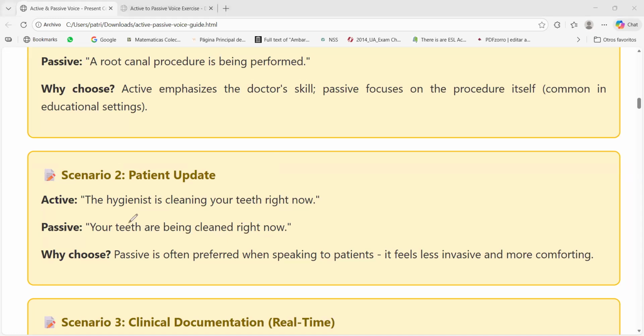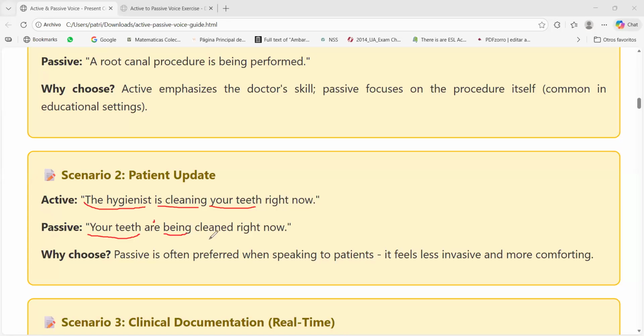Right. In my first idea, the hygienist. Activity is cleaning. What? Your teeth. Right now, because it is in progress. In the second, you say, oh no, we focus on your teeth. Teeth is plural. Are being. Yes, it's necessary in passive voice.